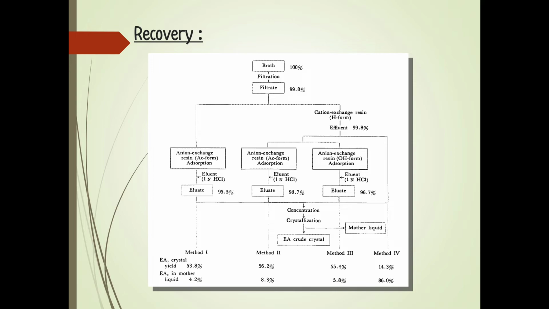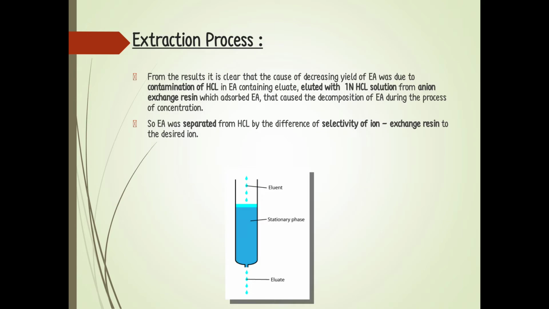So if you see all the methods, we can see that the yield has reduced from 100%. Some yield is 53, some 56, 14. Let's say the erythorbic acid in mother liquor is 8.3, 5.8, 86. So why this variation? Despite doing all sorts of purification and extraction processes, it is showing a lesser amount. We'll see this in the further slides.